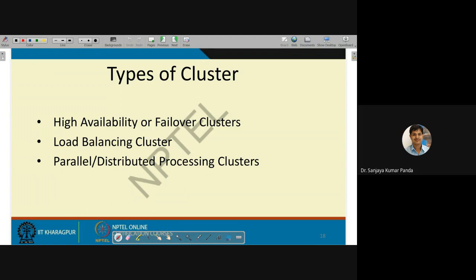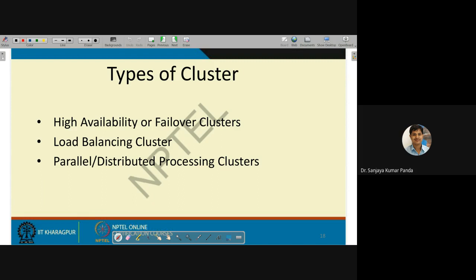Similarly, clusters are also divided into three different types. One is called high availability or failover cluster. Second one is called load balancing cluster. Third one is called parallel distributed processing cluster. High availability. What do you mean by high availability?